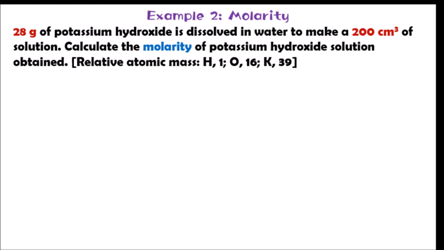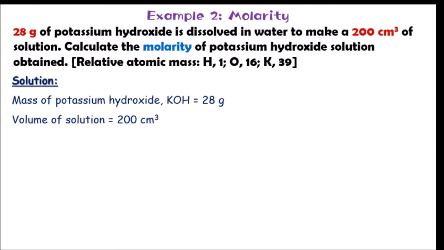So what is the information you have? You need to practice it and write it down. The mass of the potassium hydroxide is KOH. You need to know that the formula of potassium hydroxide is KOH. It is 28 grams, and the volume of the solution is 200 cm³.